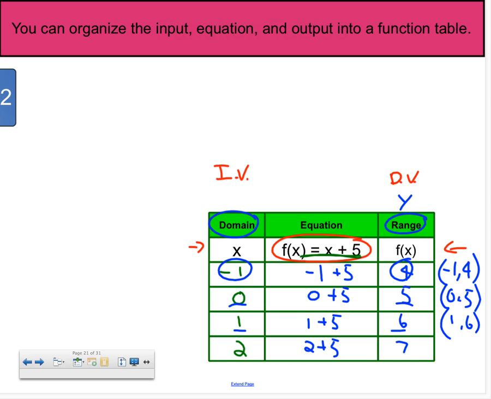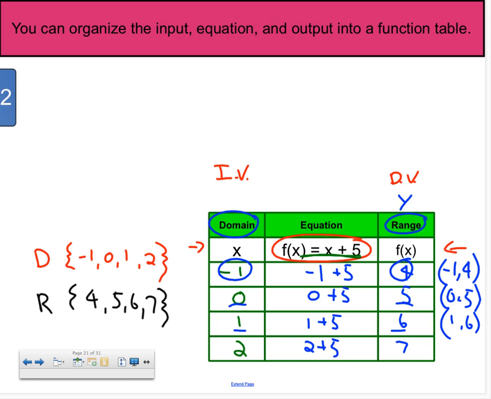Another nice thing that they ask you to do then is to list the domain and the range. So the domain for us in this problem is going to be a list of all the x values. So we're going to use -1, 0, 1, and 2. Okay? And then the range would be a list of all the outputs, okay, the f of x. And for this problem, that would be 4, 5, 6, and 7. Okay? All right, hopefully this is making some sense to you.